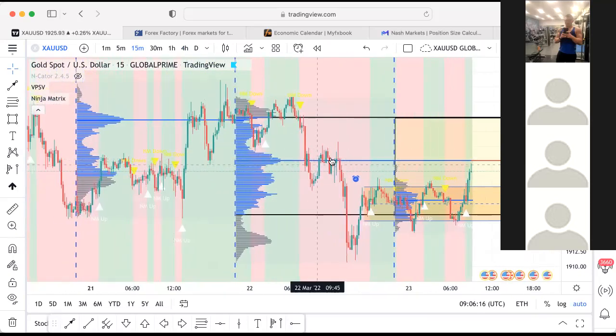Right, so look at this. I'm looking back at yesterday's activity, and my eye is going back to the day before. So this was Monday's volume profile. And what that's telling me is that this blue line here would have been our target for yesterday.